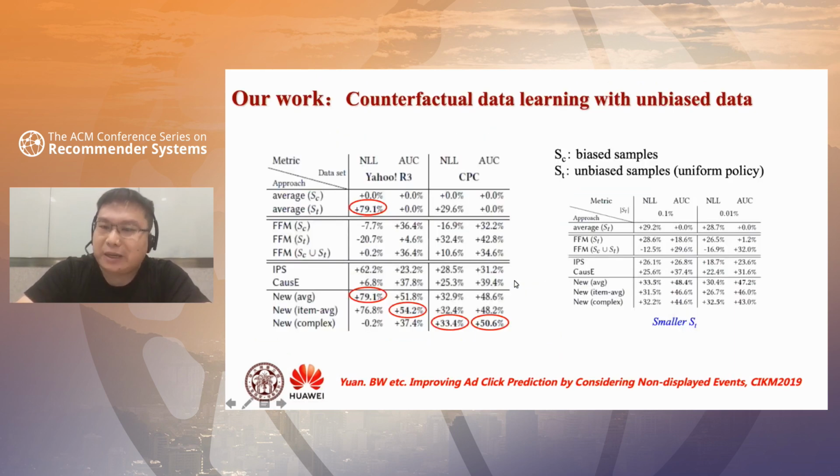Let's see our experiment results. With 1% uniform data, our proposed counterfactual method is better than the baseline method. As we know, the uniform data is very expensive, so we also tried smaller uniform data. Our method is also better.